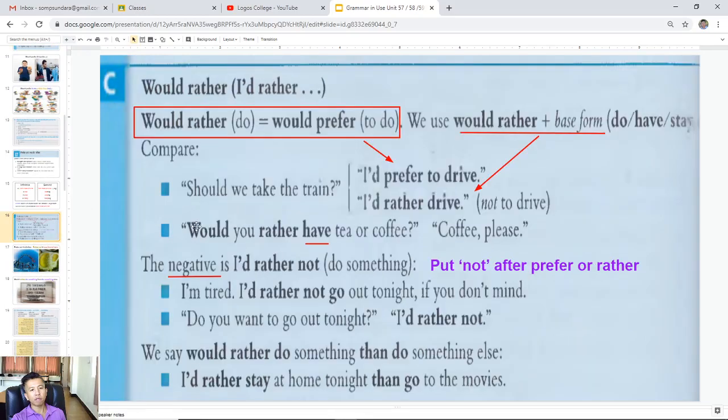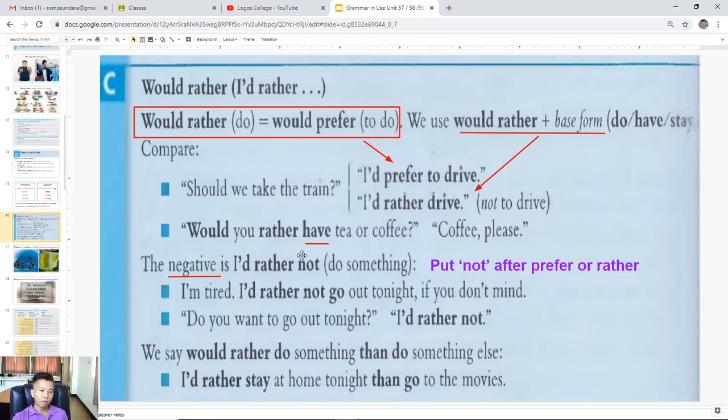And then when I left off last video, I talked about would rather, and I would rather is different from I would prefer, because with would rather, you have to use the base form of the verb. Right? You don't use the infinitive. Look at the example they gave you. All right. I'd rather drive. We don't say, I'd rather to drive. But with prefer, you do say, I prefer to drive.